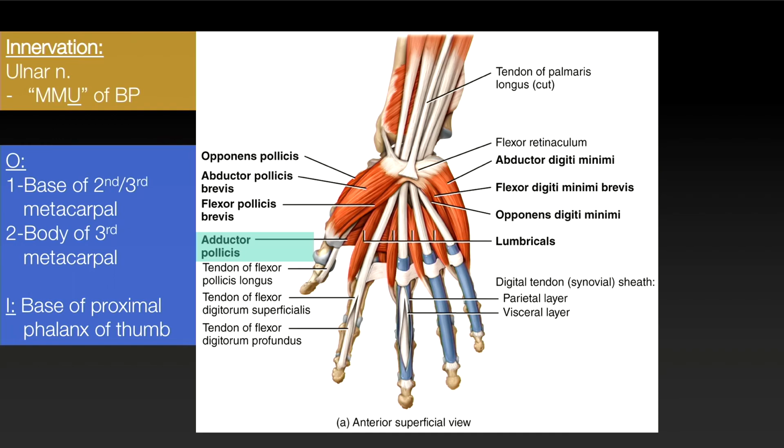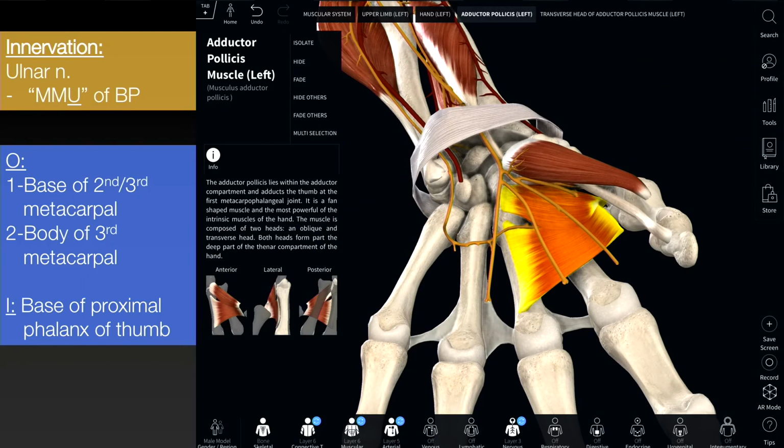It's very difficult to see it on this image. And this is what spurred me to take these screenshots for you. But if I remove all of those other overlaying muscles away, this is the adductor pollicis. In the left hand, you can see it arises from the base of the second metacarpal, the base of the second and the third metacarpals, and the base of capitate as well.